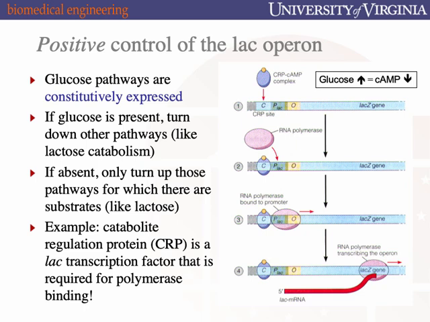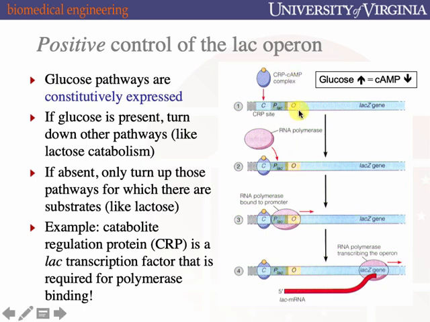And it has an interesting relationship with a second messenger that you heard about, cyclic AMP, and the metabolite glucose. So if glucose is high inside the cell, cyclic AMP is low. And the concentration of cyclic AMP matters to CRP, because when the levels of cyclic AMP are high, those high levels of second messenger will bind to CRP. And the complex between CRP and cyclic AMP is required for it to act as a transcription factor, get recruited to the CRP site upstream of the LAC operon, and then promote transcription of the locus.